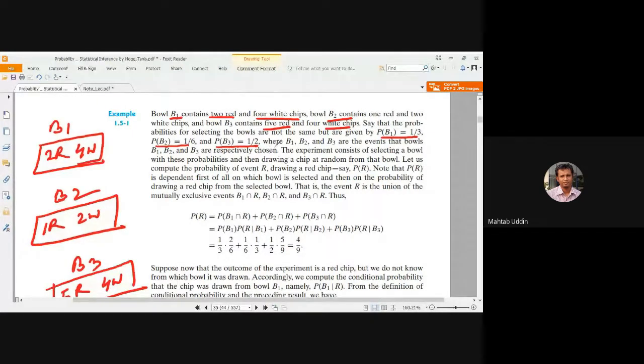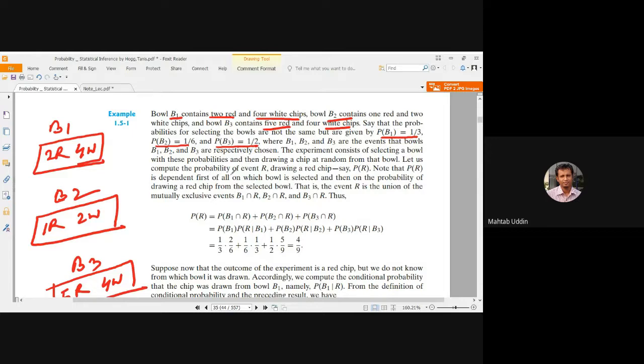B1, B2, B3 are events that balls are distributed. Selecting the balls are actually 1/3, 1/6, half. The experiment consists of selecting a ball with these probabilities and then drawing a chip at random from the ball. Okay, we are selecting the chip from the ball. It's our work, but which color?